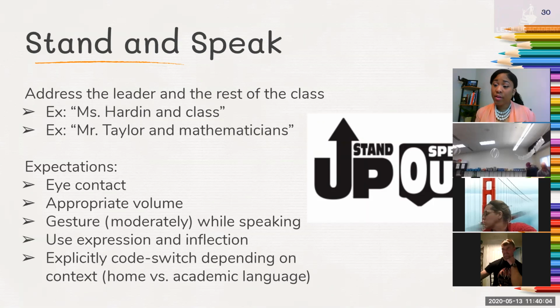And that's a way of being culturally responsible. You don't want to crush kids and what they come with. You just want to teach them when and where to use it. All right. Does anybody have any questions about that before I move on?